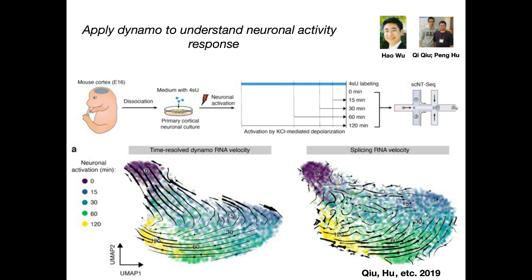However, when we look at the splicing velocity data, based just on the spliced and unspliced reads, we are not able to see this nice progression, and the velocity in general is very messy.